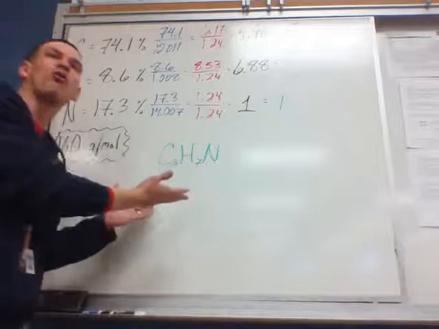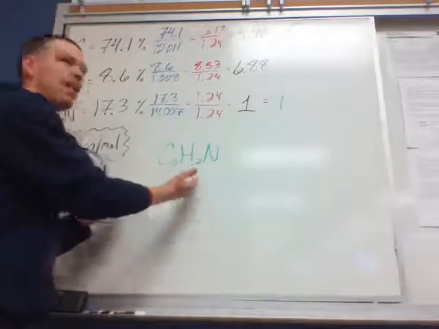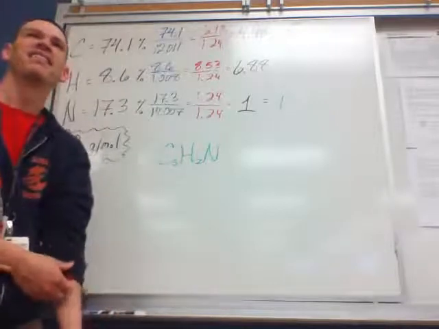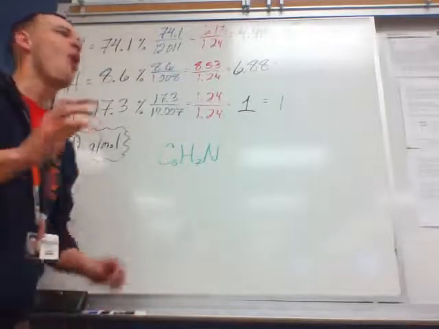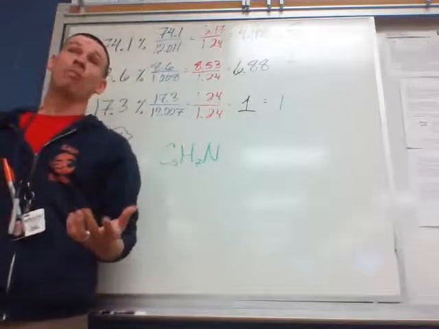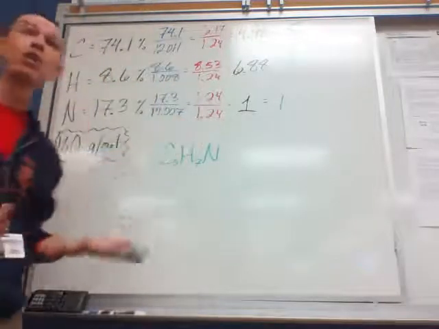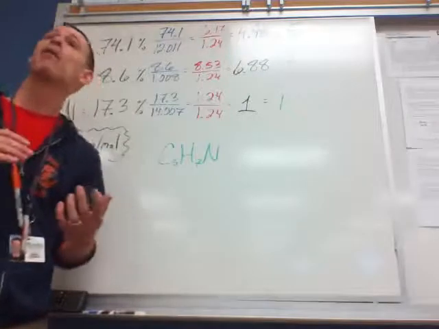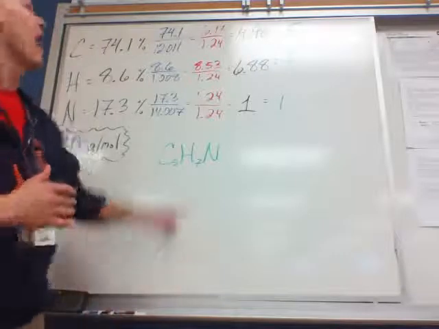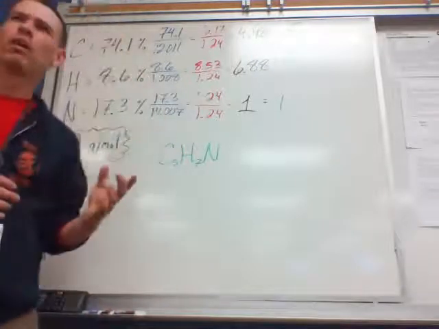This is our empirical formula, C5H7N. It was a lot of fun going through that process, yes? Now, on the questions on your new online assignment, when it asks you for empirical formula, that's it. You would be done, and half of them will do that. However, the other half will ask you for a molecular formula.